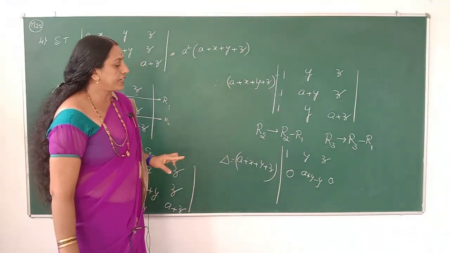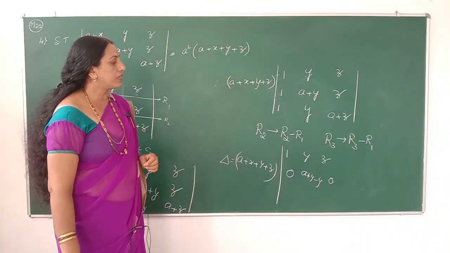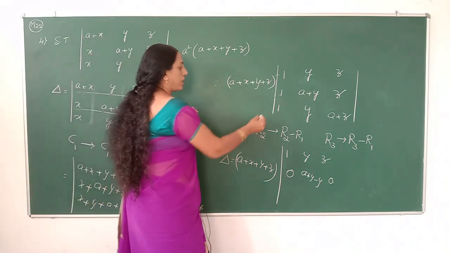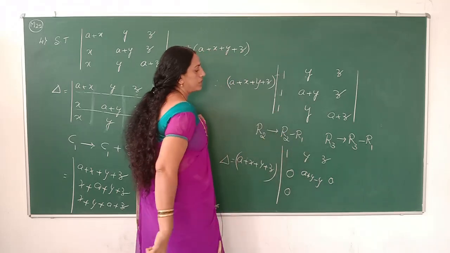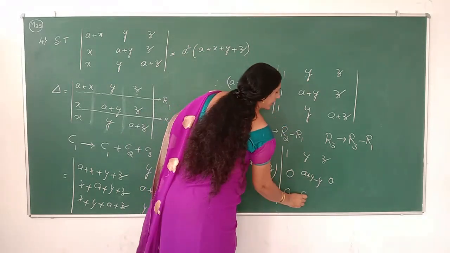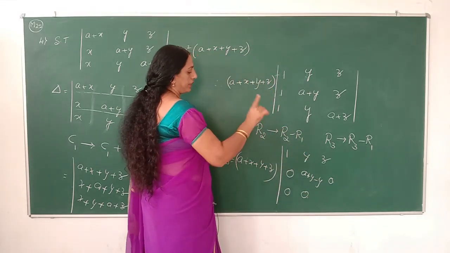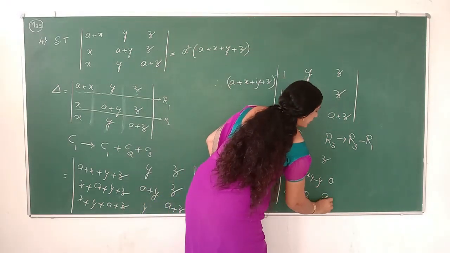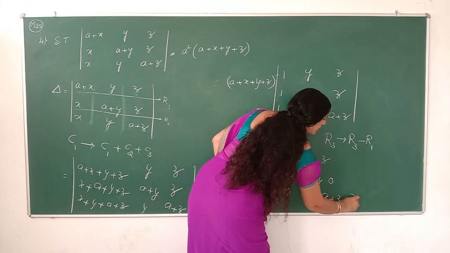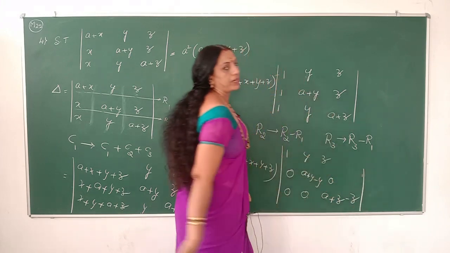Similarly, R3 can be changed to R3 minus R1. So R3 depends on R1. 1 minus 1 is 0. The second element is y minus y, which is 0. And the third element is a plus z minus z.